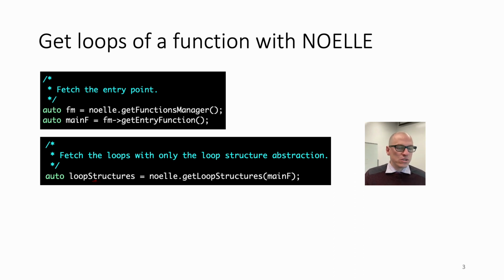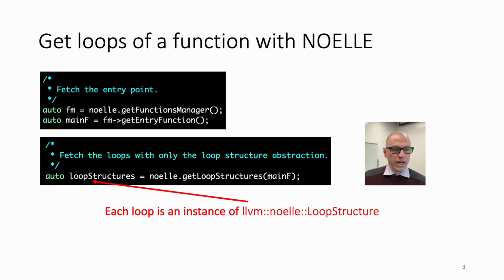Now, each instance of this container returned by getLoopStructures is an instance of the class LoopStructure provided by NOELLE, which only describes properties of the structure of the loop. What's the header? What is the latch or latches, etc. Okay. But this container returned is a flat representation of all the loops. In other words, it's just a set of instances of loop structure.